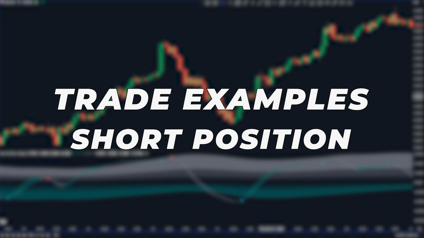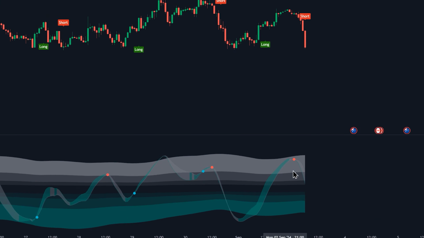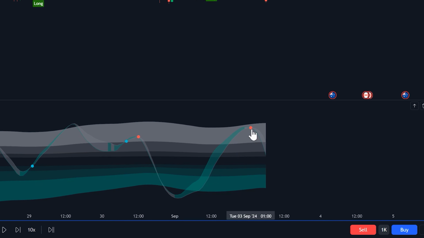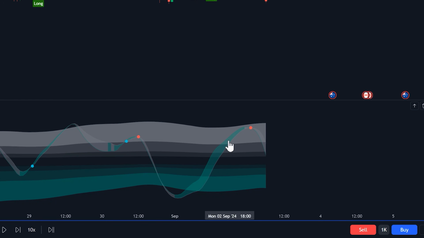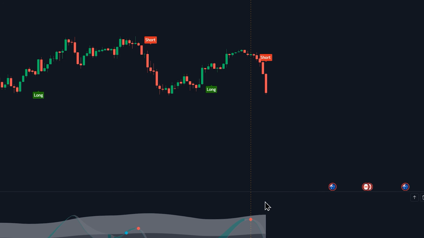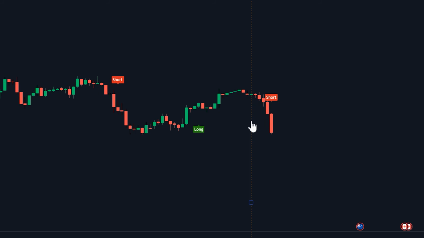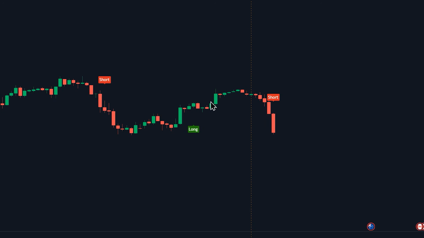Now, for a short position, we're going to do the opposite. You want to identify a sell signal on the Pulse Oscillator. Look for a red dot where the fast line crosses below the slow line. Mark the signal. You want to place a vertical line on this signal. Check for a long signal to the left. You want to look to the left of this vertical line and ensure there was a long signal from the PineTrades Market Beacon before the sell signal.